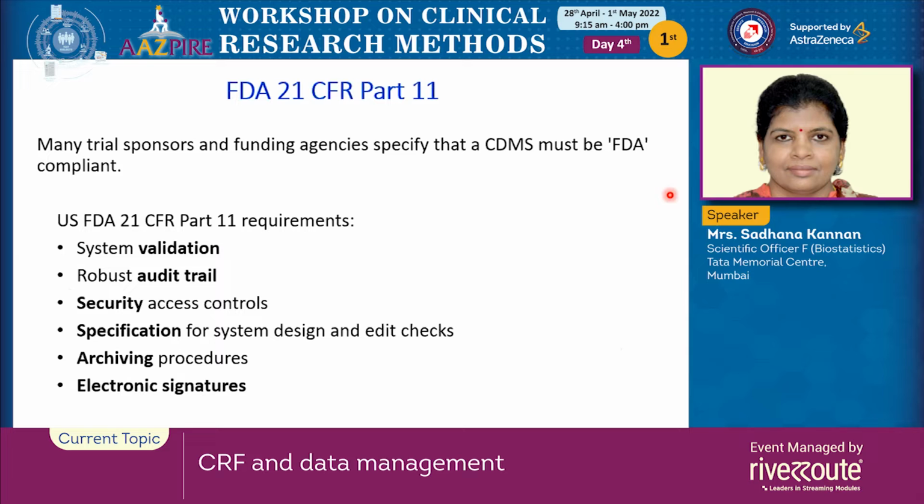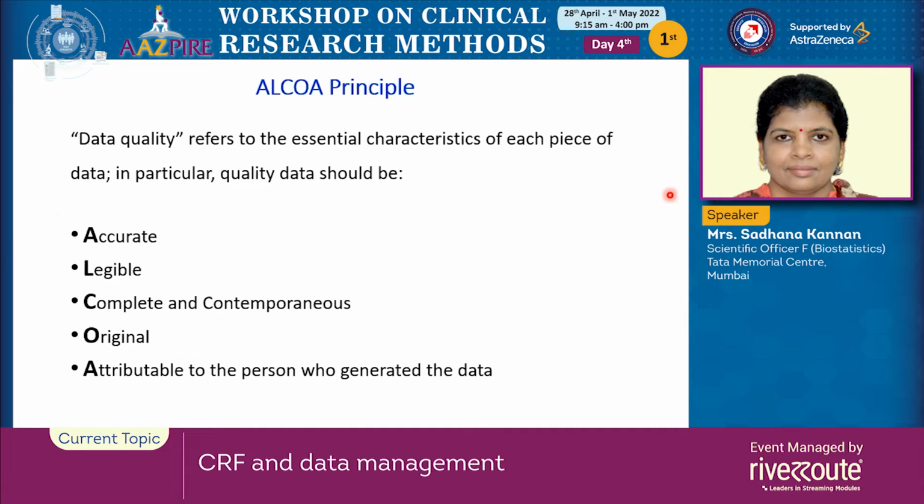You have to specify the system design you're doing. You have to have a mechanism for archival procedure, where you keep the data, how you preserve the data, all that. Of course, lastly, the electronic signature is mandated in your 21 CFR. We may not be following most of the steps in investigator trials, but you should be aware of this regulatory track. So, what are the principles which we need to follow when we do proper data management?